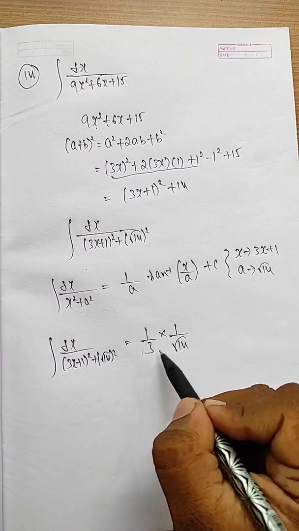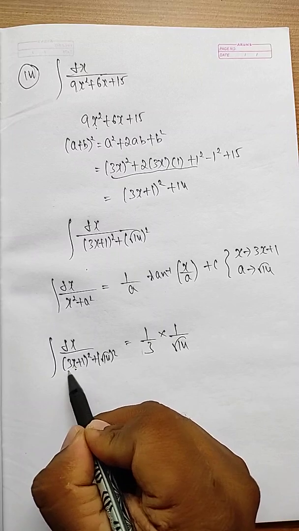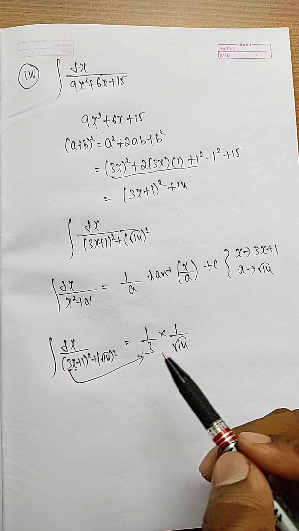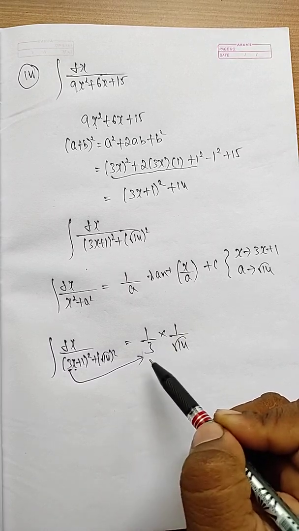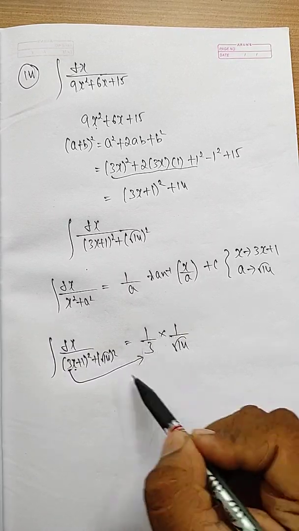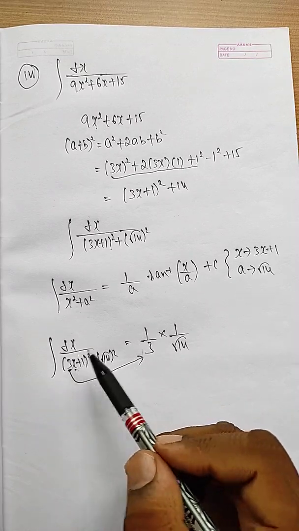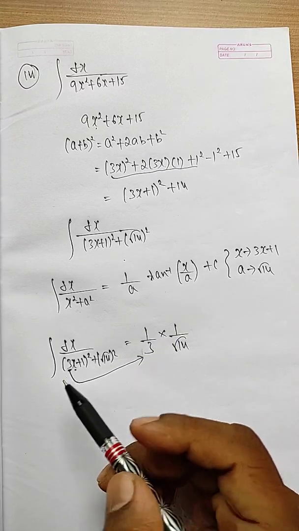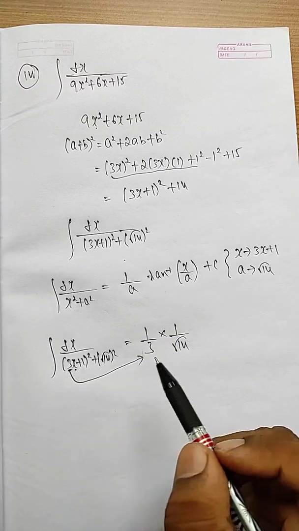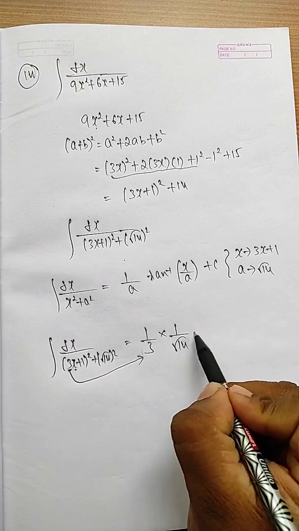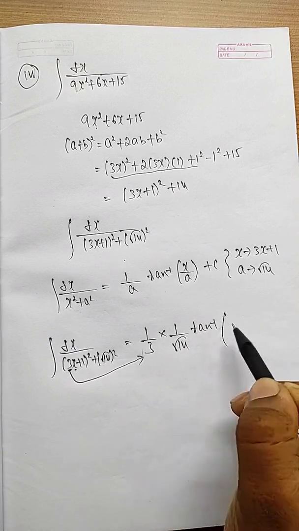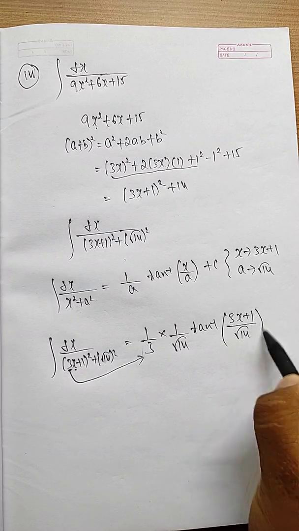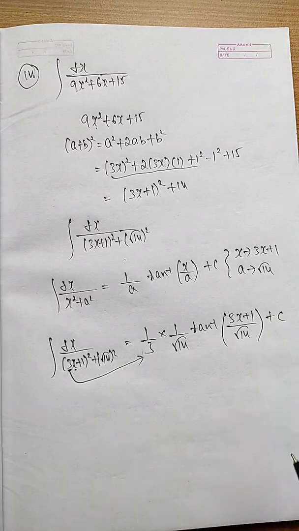Why am I writing this 1 by 3? Because the x coefficient is 3, and in the integration, if any x coefficient exists, write the x coefficient in the denominator. Is it clear? We already discussed this in the last classes. In the integration, if any x coefficient exists, write the x coefficient in the denominator. Here the x coefficient is 3, so don't forget the points. The points that we tell you, you should not miss. Okay? Here x is 3x plus 1, a is root 14, plus c. Is it clear? Is it okay?